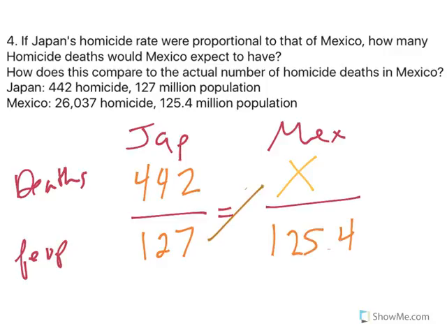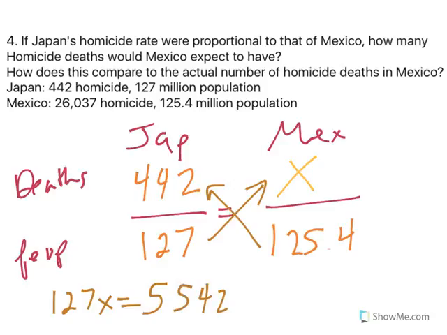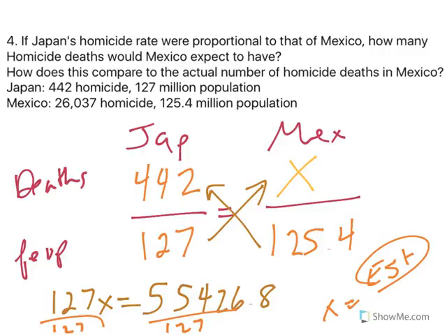All right, so we cross multiply. 127x equals, we go the other direction, and we get 55,426.8. I divide both sides by 127, and I get this. Again, this is the estimate. The estimated number of deaths in Mexico would have been 436, I rounded to the closest 2.